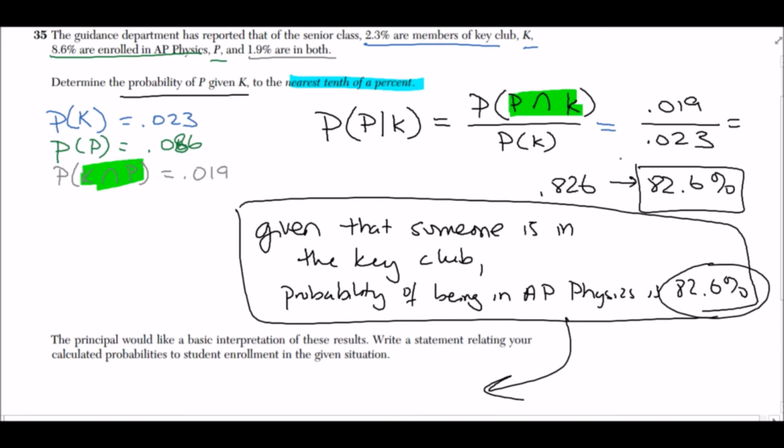Like if I randomly select a student out of the Key Club, it's almost certain that they'll be in AP Physics. But if I randomly select a student from somewhere in the school in general, there's a pretty small chance that they'll be in AP Physics. So there's that. But this is a perfectly fine conclusion here as well. I would certainly like to introduce the likelihood, the fact that somebody in the Key Club is more likely to be in AP Physics, into my answer as well. You can add that to our basic interpretation. The key word there is basic interpretation. We don't have to go too crazy with it.